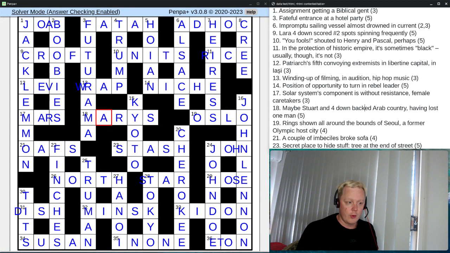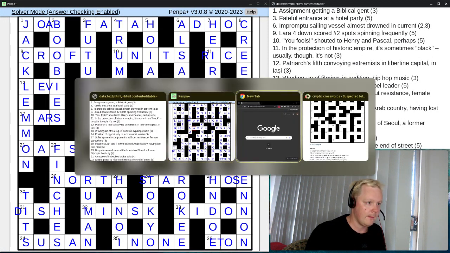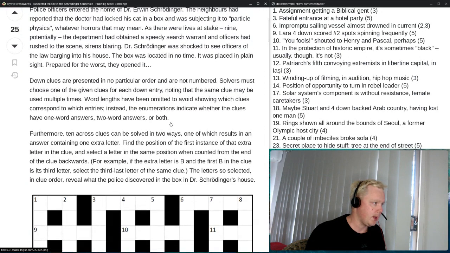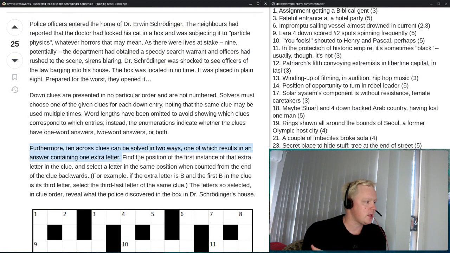Now there was one more thing to do in the description, and I'm going to go back to the description now to look at how we're going to find the final answer here. So here we had these extra letters. Find the position of the first instance of that extra letter in the clue and select a letter in the same position when counted from the end of the clue backwards. For example, if the extra letter is a B and the first B in the clue is its third letter, select the third last letter of the same clue.